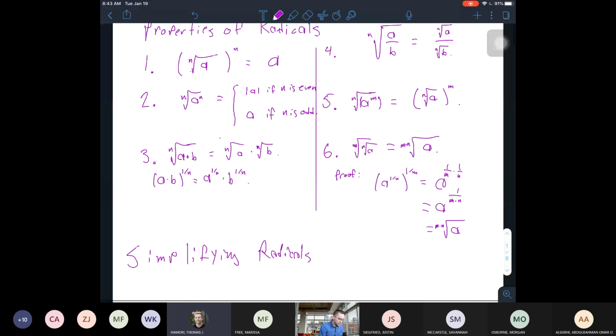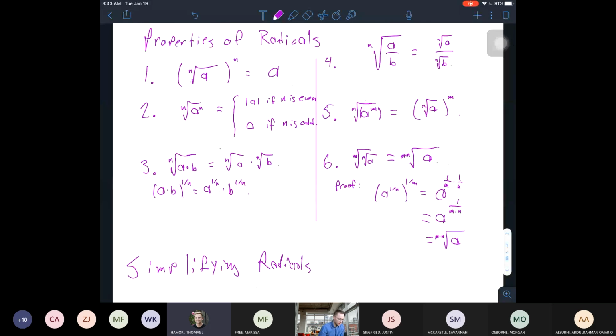Okay, so these are the properties of radicals. I think most of them are self-explanatory. The really important one is number 3 here, because that's going to be how we simplify radicals. Well, 4 is pretty important too. 3 and 4 are probably the most important rules if I was going to pick 2.